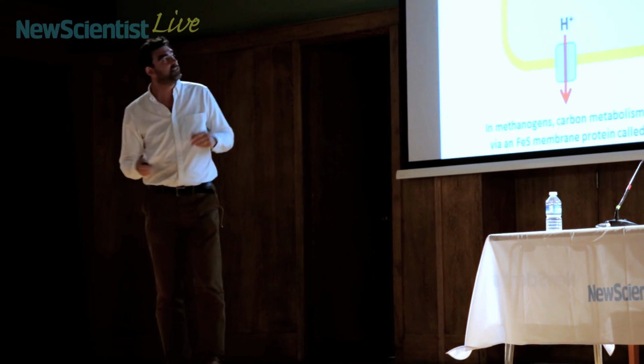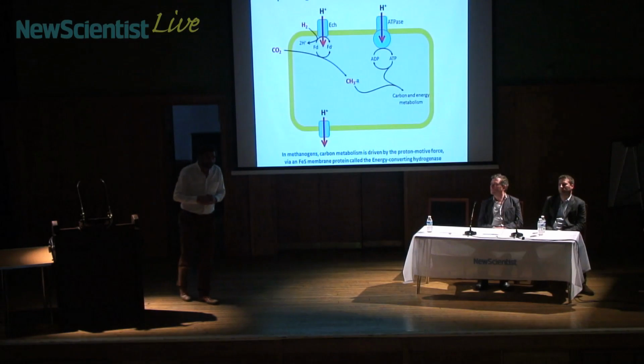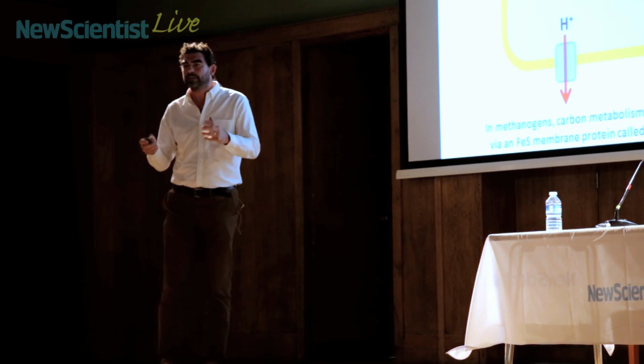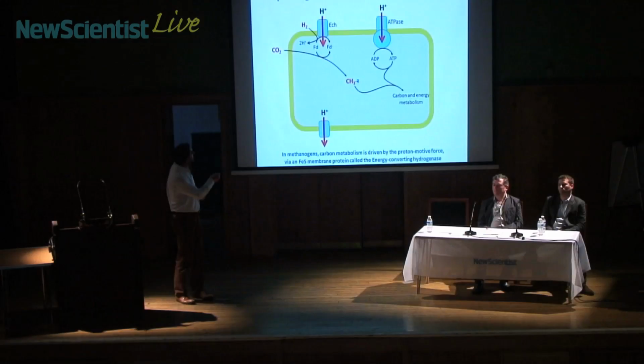Well, these cells, they use a proton gradient across the membrane, and they use this protein here, which is called the energy-converting hydrogenase. It's actually rich in iron-sulfur clusters and so on. And that reduces another protein called ferredoxin, also an iron-sulfur protein. So we've got basically a lot of iron and sulfur in here. We've got a proton gradient across the membrane, and it's reducing carbon dioxide to organics using hydrogen, driven by the proton gradient.